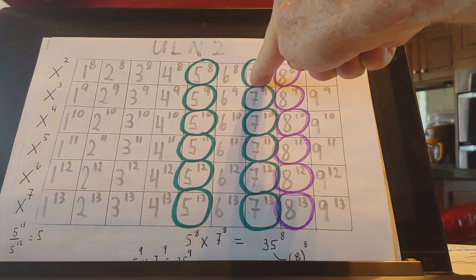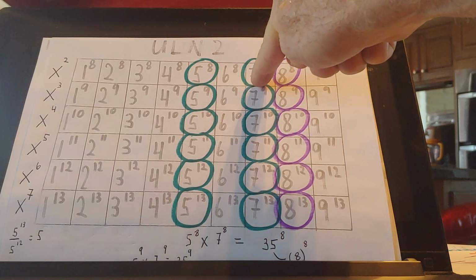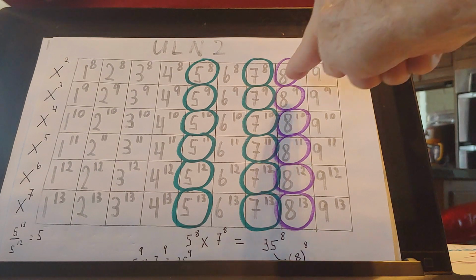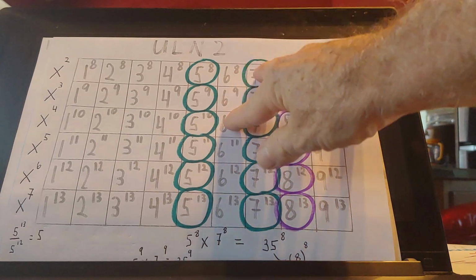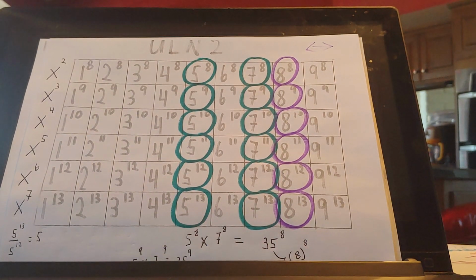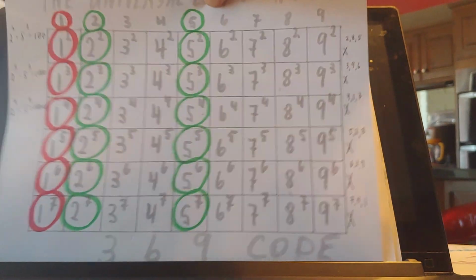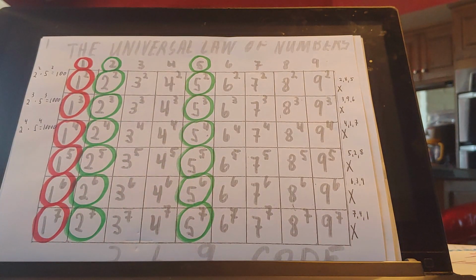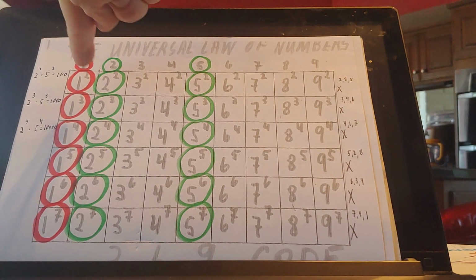5 times 7 is 35. 5 to the 8th times 7 to the 8th is 35 to the 8th. 8, 3, and 5 is an 8, isn't it? Okay, what do we have here? Now we're going to start to figure out how this thing works. In this case, we're going this way and it's coming around.